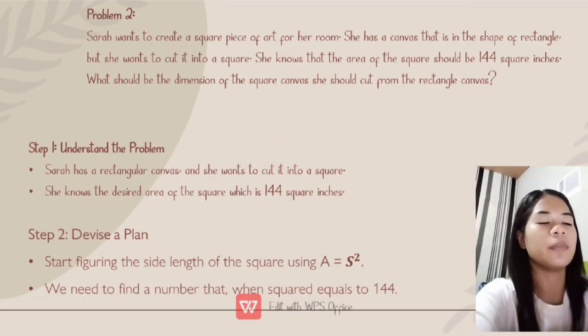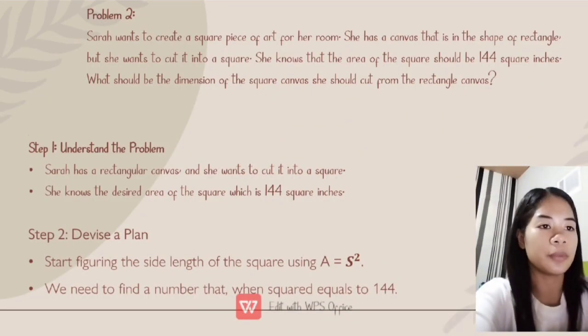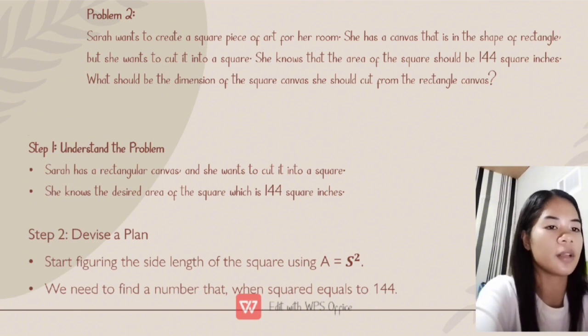Here is problem number 2. In problem number 2, Sarah wants to create a square piece of art for her room. She has a canvas that is in the shape of a rectangle, but she wants to cut it into a square. She knows that the area of the square should be 144 square inches. What should be the dimension of the square canvas she should cut from the rectangle canvas?